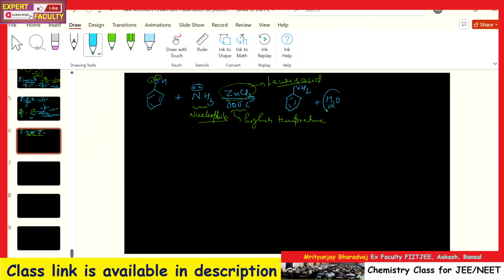Along with that, we will get H2O. And where will this H2O go? This H2O will go with the ZnCl2. So that ZnCl2 ultimately facilitates the removal of OH. So this is the basic point we need to understand. Okay. Then another reaction.